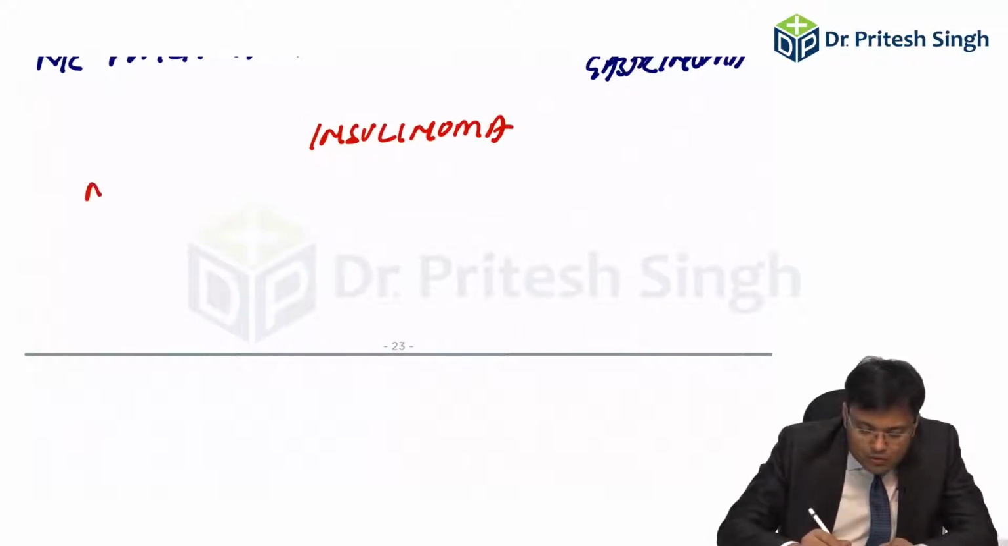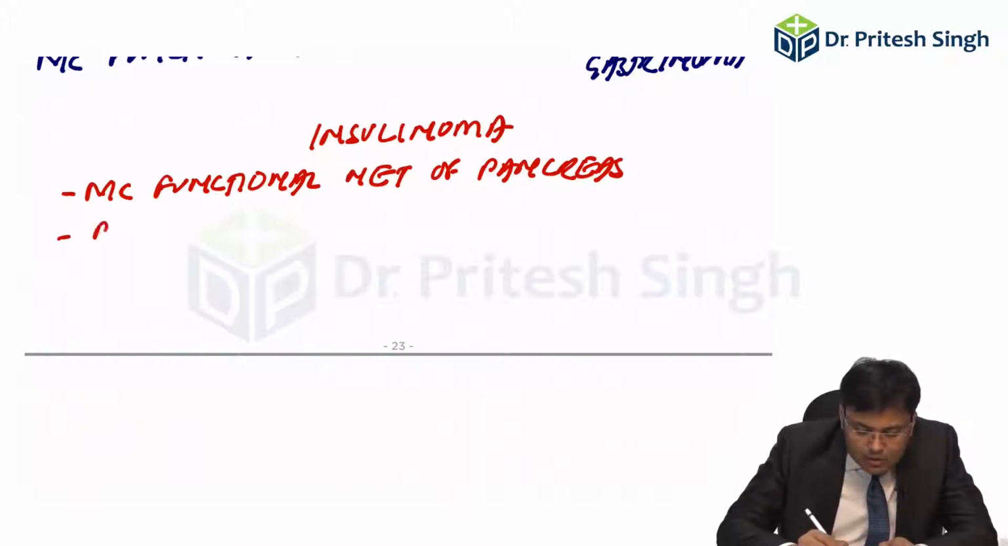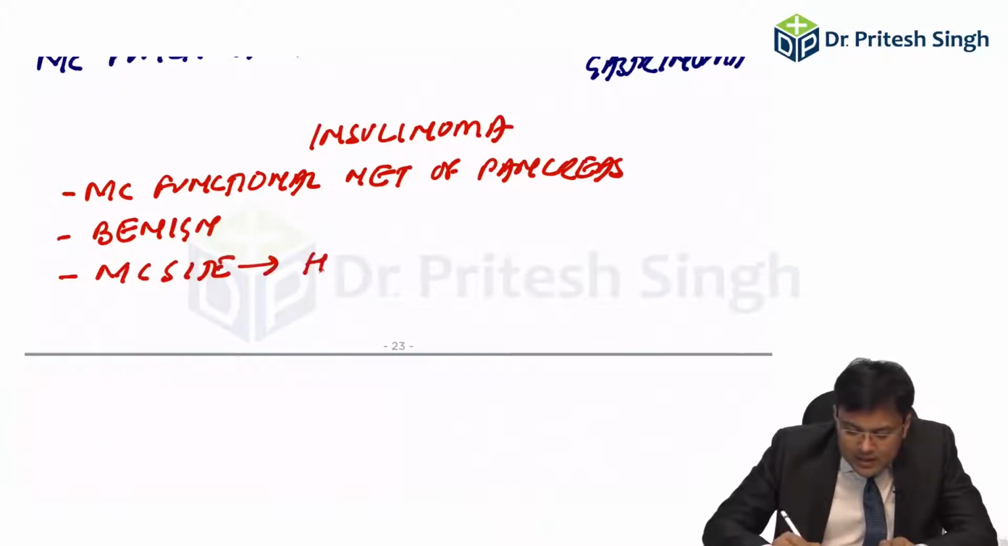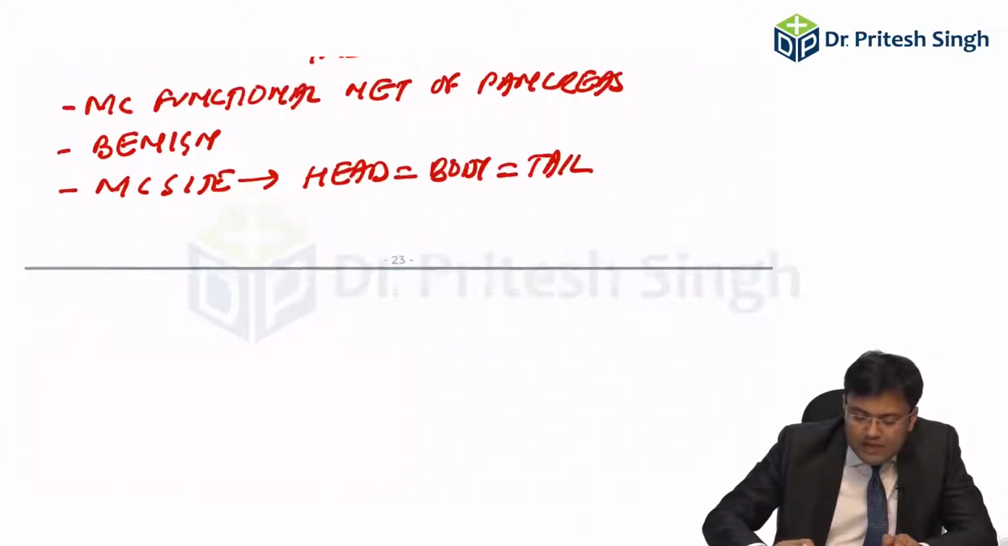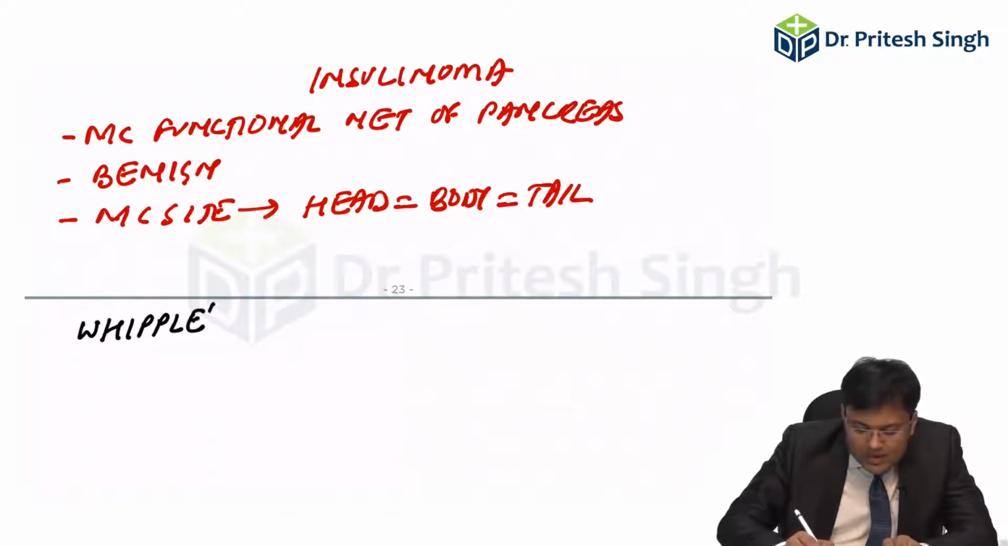Insulinoma is the most common functional neuroendocrine tumor of pancreas. It is usually benign and the most common site. Be careful, it is equally distributed in head, body, and tail. And you must be knowing that it is characterized by one triad. What's the name of that triad? Whipple's triad.